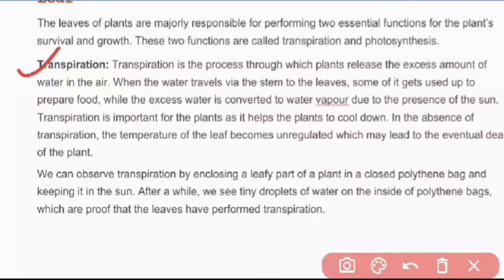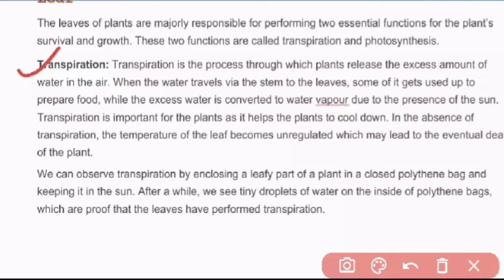So in the same way, a similar type of process is taking place in the leaves also. In leaves, what happens? The extra water, which is the residual water, gets converted into water vapor, and it just moves away from the leaves. Now you know that water is very important for the photosynthesis process.